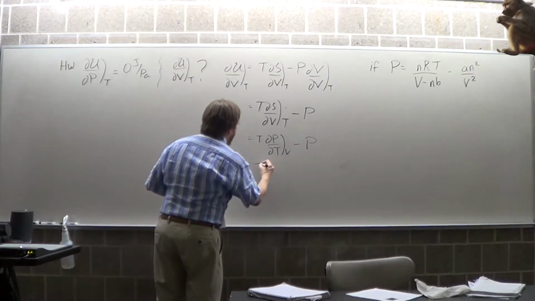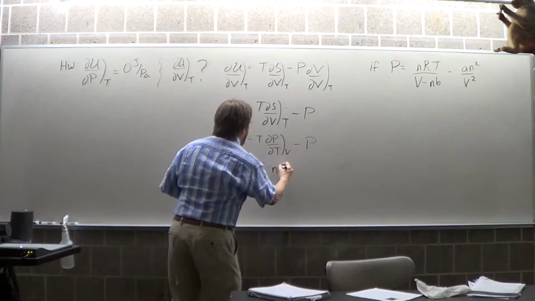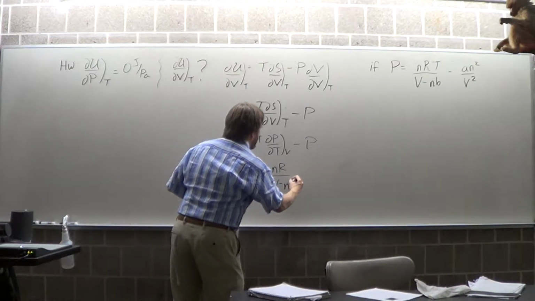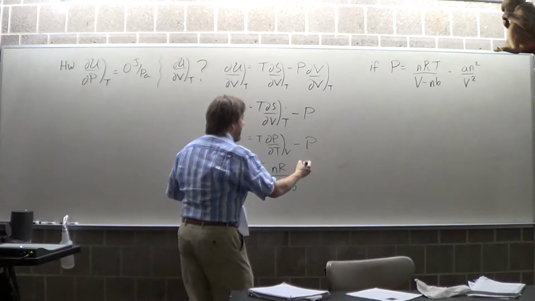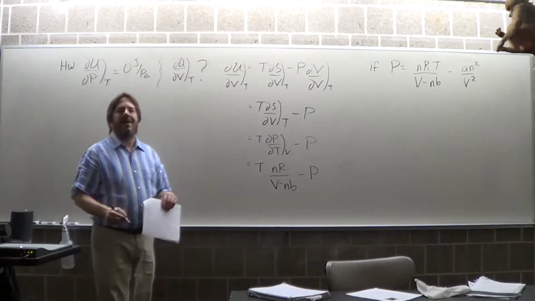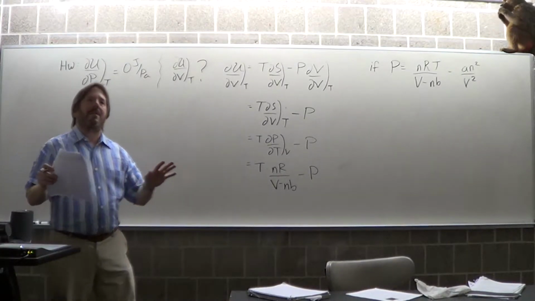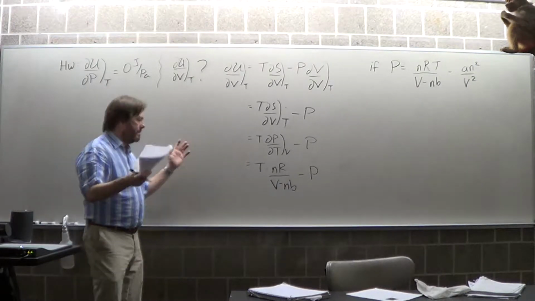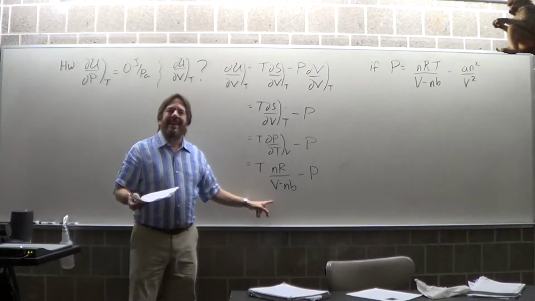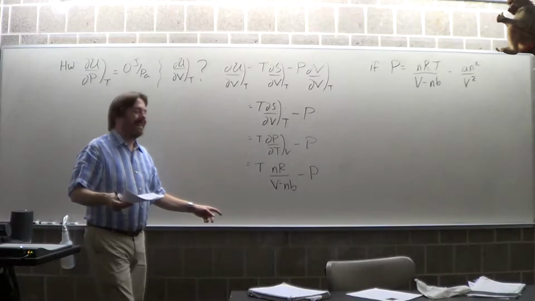Okay, T, dP dt. Actually, that's not so bad. nR over V minus nb. And there's no T in the next term, so again, you're going to be able to do your derivatives. Not that the identities are on the cheat sheet. So what do you think? You see how it's almost P minus P?